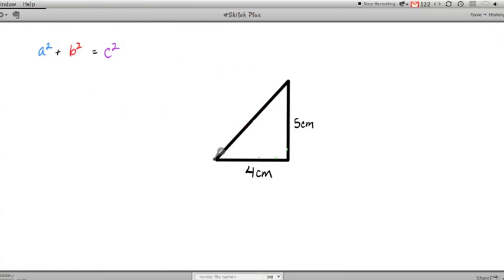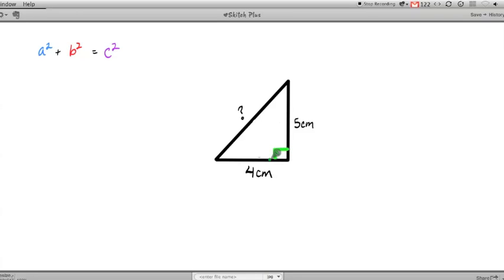Let's go ahead and look at a problem with real units. I'm asked to find the hypotenuse of this triangle, and this triangle has 4 centimeters on one of the legs and 5 centimeters on the other. I'm going to use the Pythagorean theorem, and I can only do this if it's a right triangle.